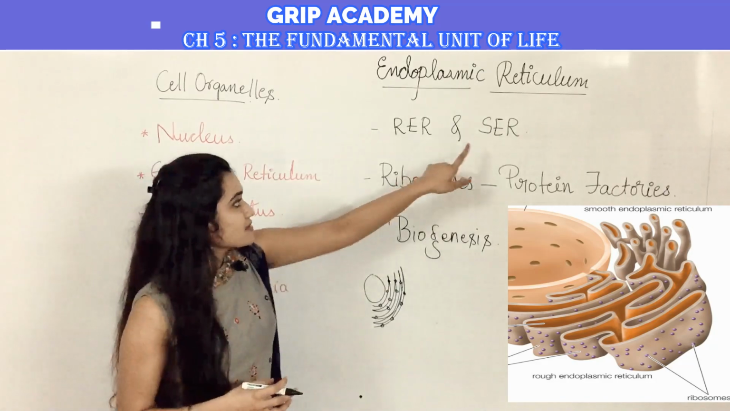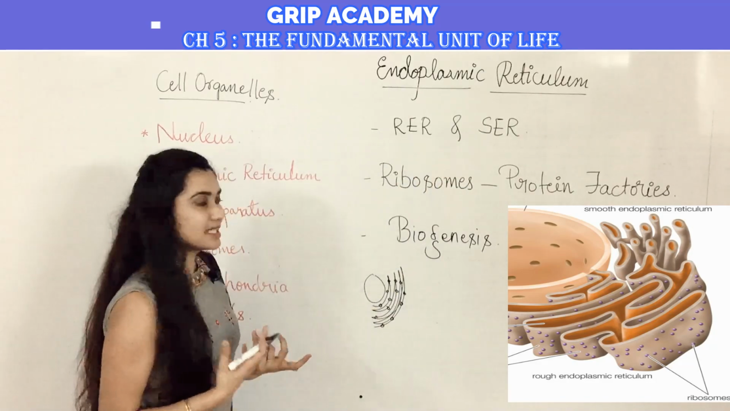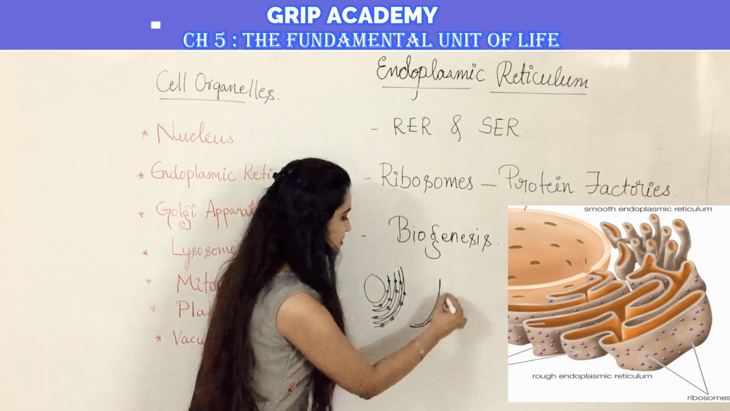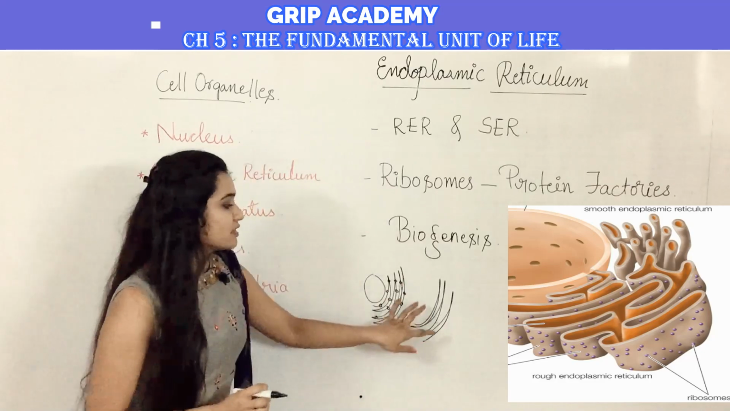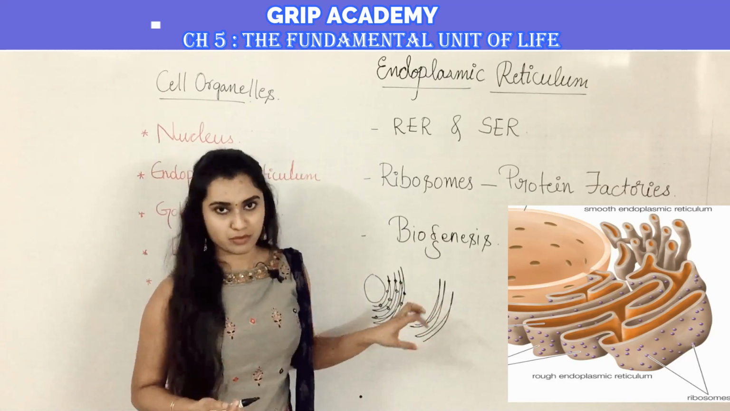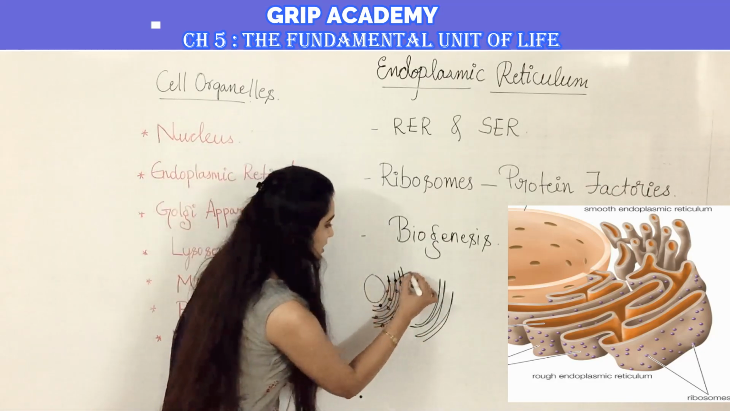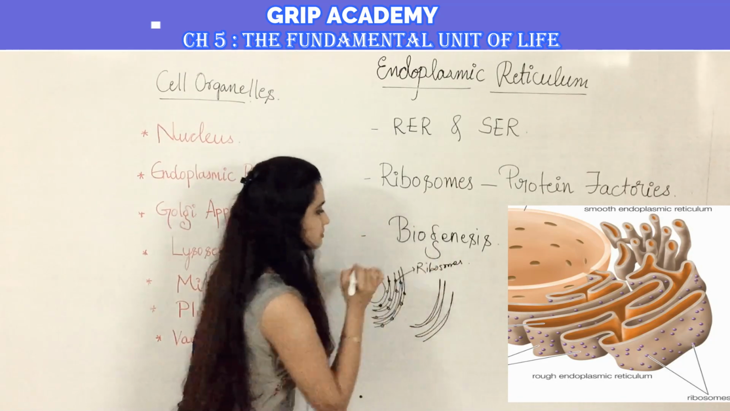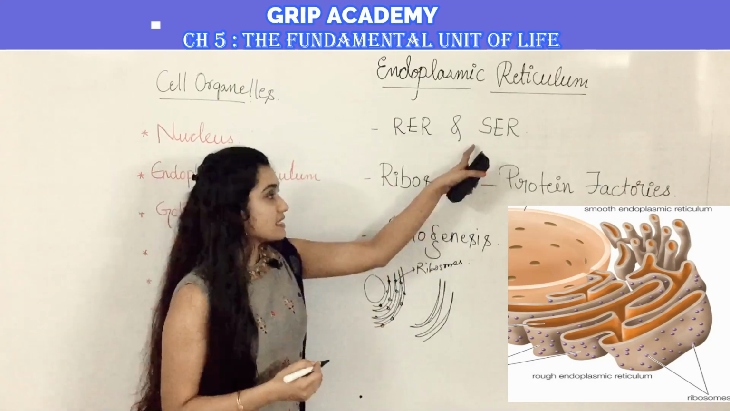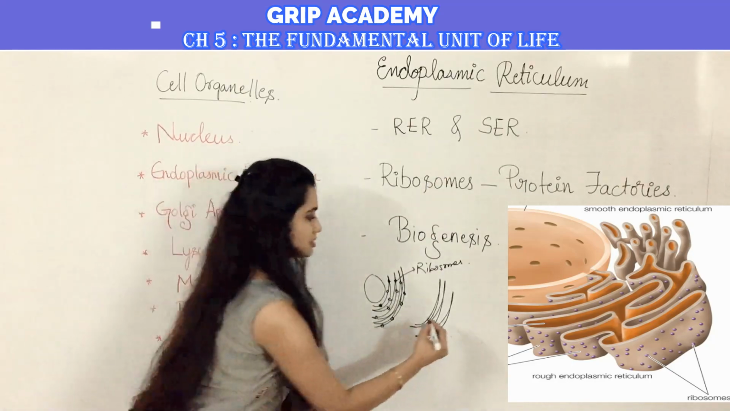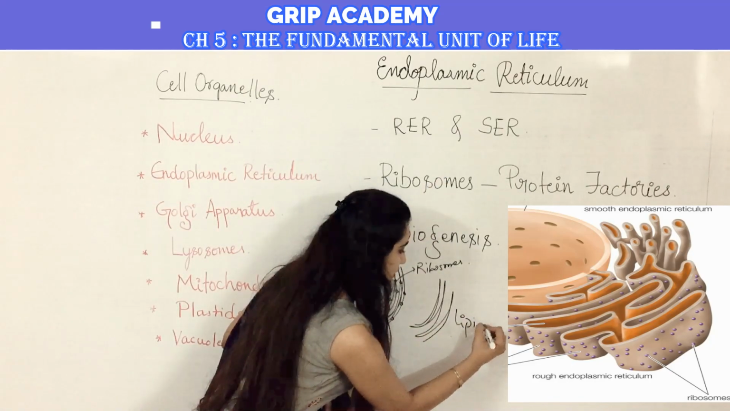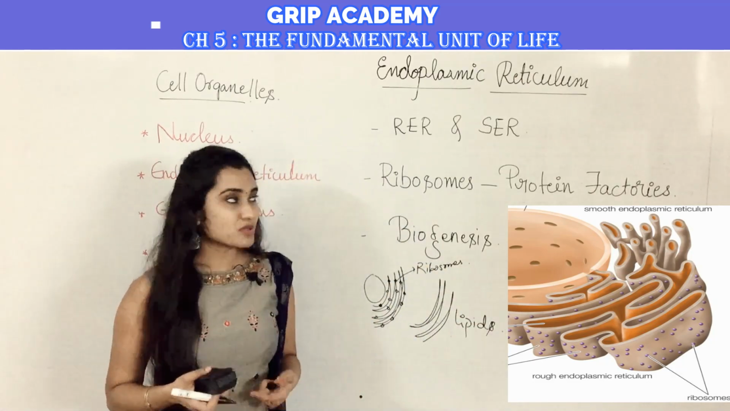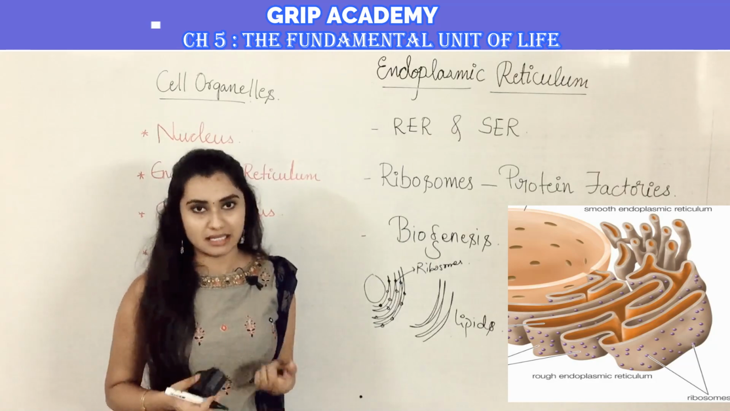And next is smooth endoplasmic reticulum. The name itself indicates that it appears smooth. It will be just like this, without any ribosomes on it. These are nothing but ribosomes. The main function of SER is to produce lipids, or fat molecules. So now you know the types of endoplasmic reticulum and their functions.